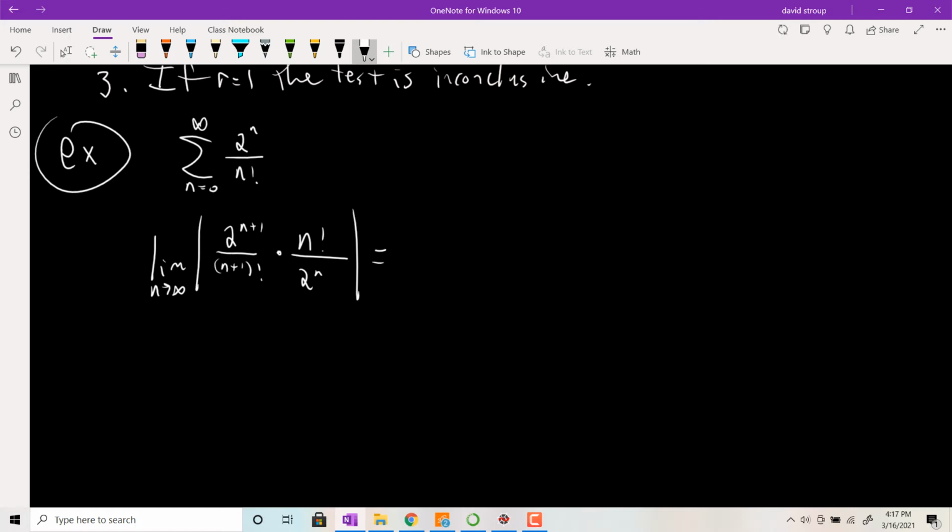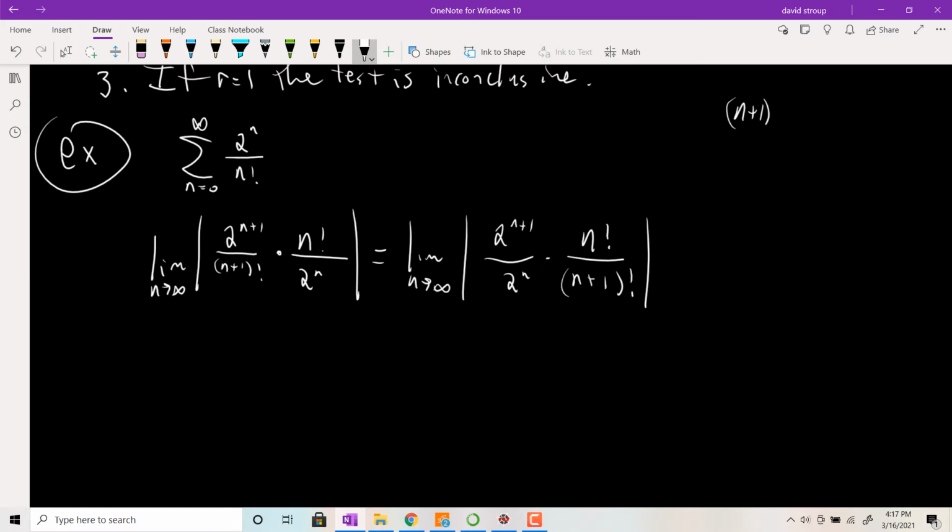We can use just general properties of commutativity to rewrite it as 2 to the n plus 1 all over 2 to the n, times n factorial all over n plus 1 factorial. Then we're going to use the recursive definition for factorials. So n plus 1 factorial is the same as n plus 1 times n factorial. I talked about that, I think, in the last video.